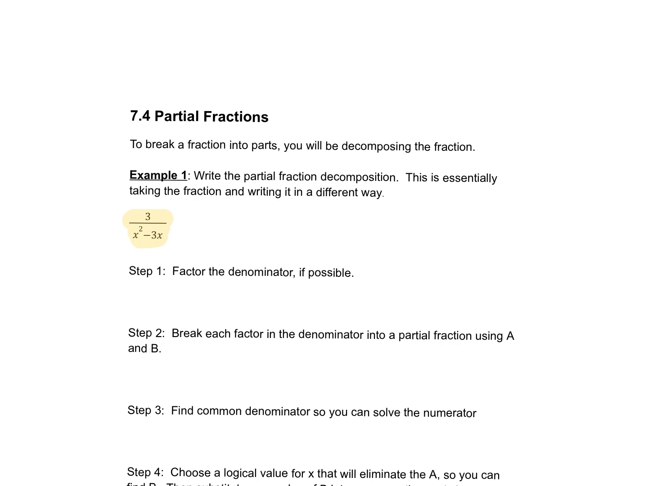So what we're going to do is we're going to do what's called a partial fraction decomposition. It's essentially taking the fraction and writing it in an equivalent way, but just writing it so it looks different. Okay, so we start with here, we've got 3 over x squared minus 3x. First thing that you do is you look at the denominator. Notice it says you are going to factor the denominator.